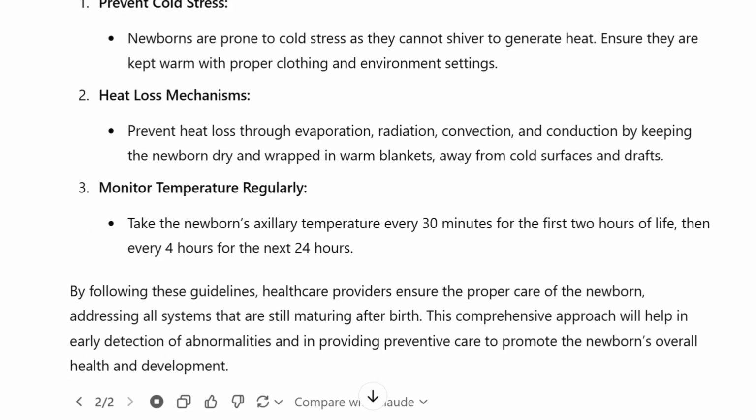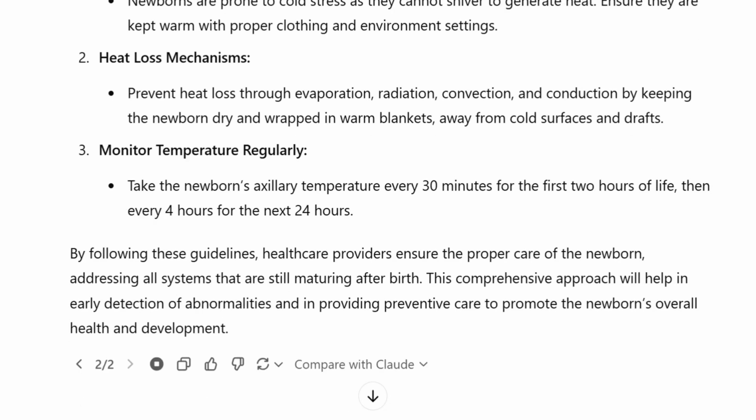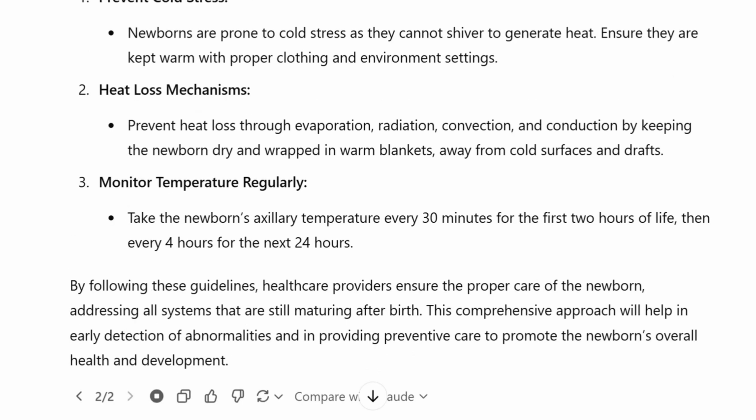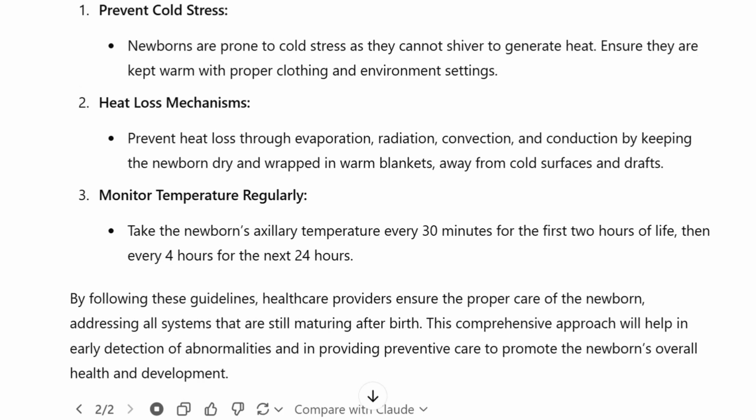2. Heat loss mechanisms. Prevent heat loss through evaporation, radiation, convection, and conduction by keeping the newborn dry and wrapped in warm blankets away from cold surfaces and drafts. 3. Monitor temperature regularly. Take the newborn's axillary temperature every 30 minutes for the first 2 hours of life, then every 4 hours for the next 24 hours.